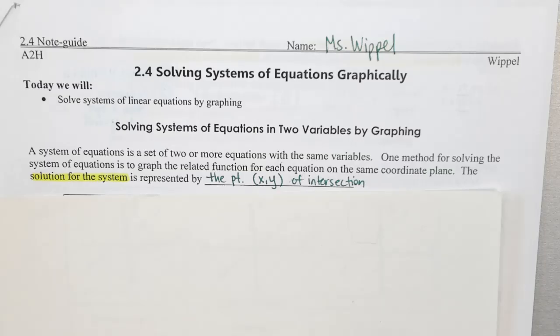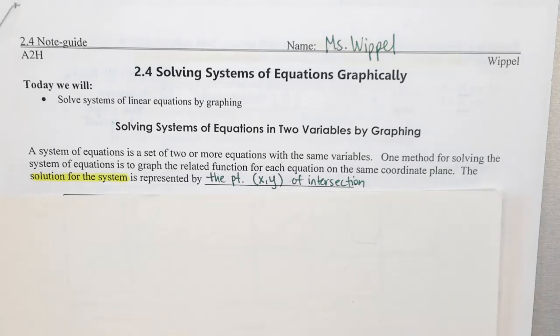So when you are graphing the related function, the solution for the system is going to be the point of the intersection, which means your solution should always be a point if there is one solution. Okay, we're going to find out today. You can also have infinitely many solutions. You can have no solution. Okay, so we're going to be looking at the graphs for those today.